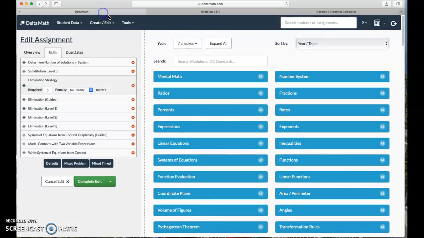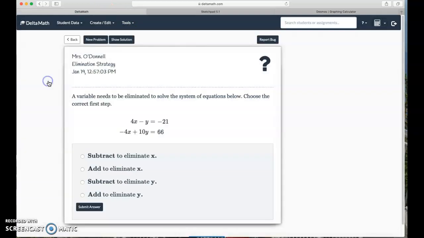All right, so let's see here. If we hop back over to Delta Math and we look at this first one that you're being asked to do, this elimination strategy, all they're asking you here is to tell what is the first step in solving the system by substitution. So it's really walking you through elimination, step by step, right? So all you're really looking for is which of my variables am I going to be able to eliminate by either adding or subtracting the equations, right?